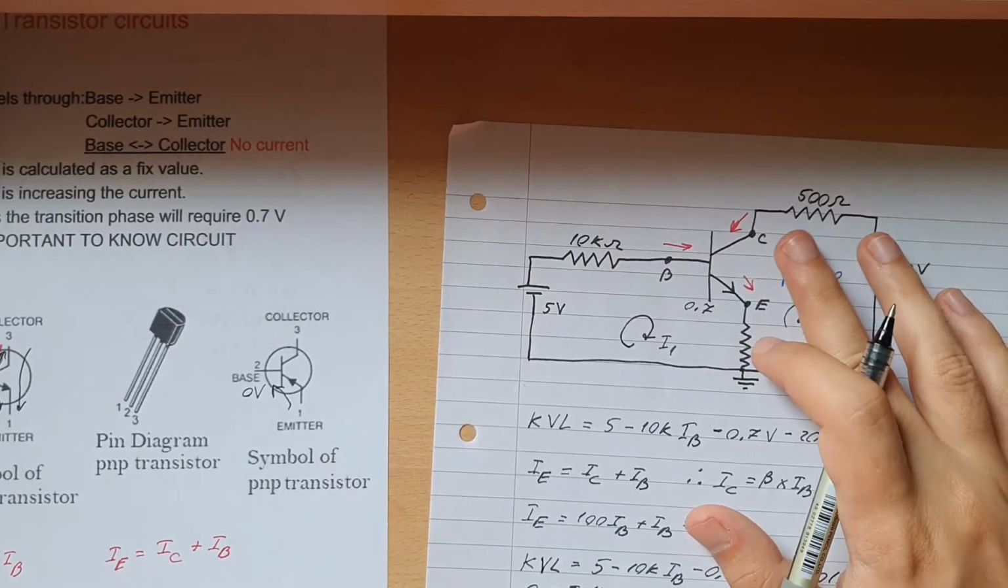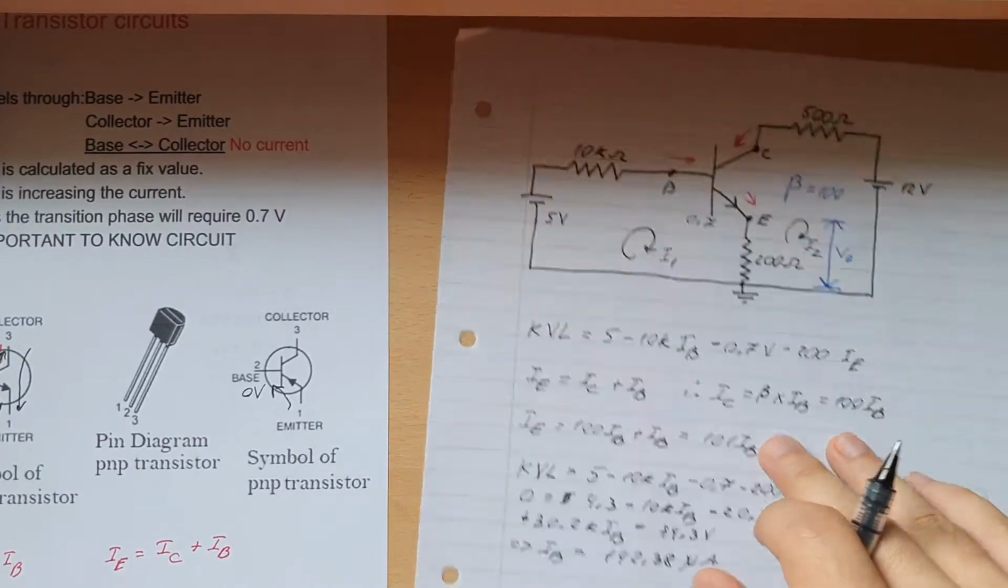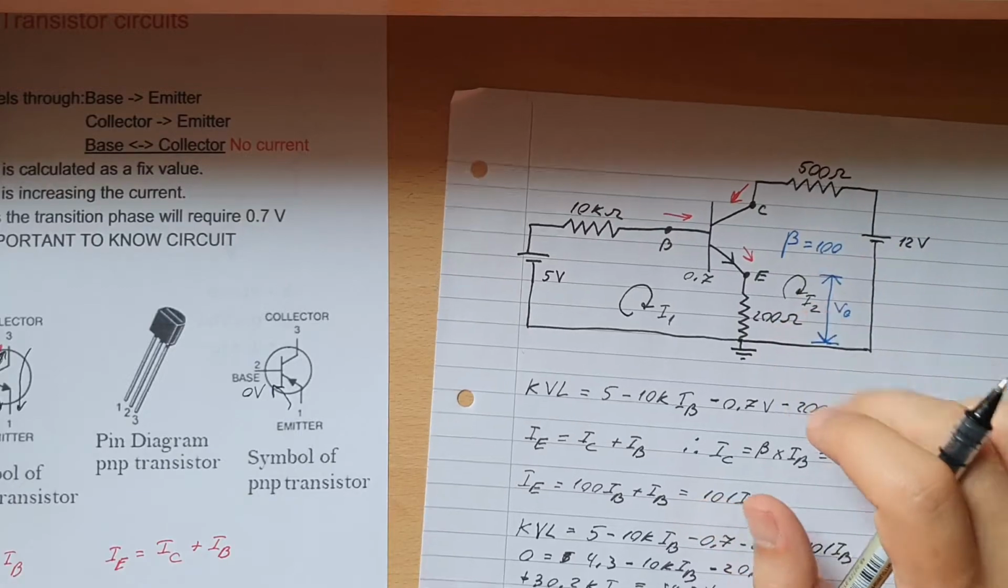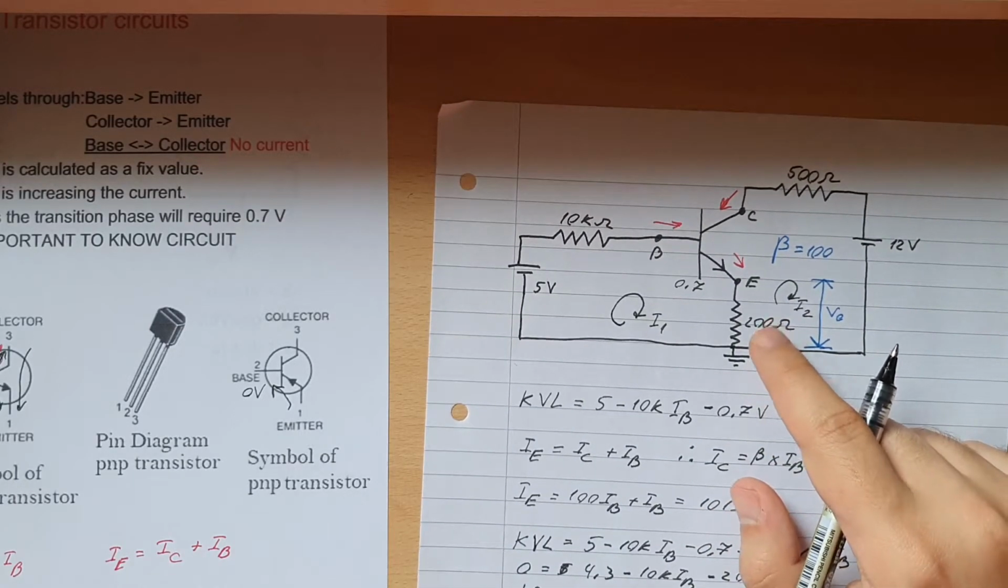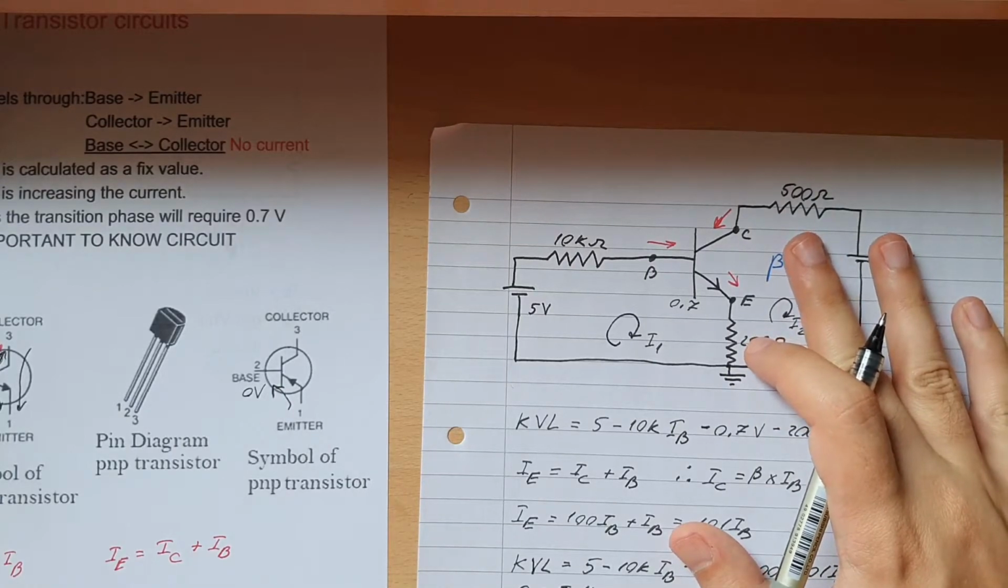So the collector will have a different current. Okay, but we are not really interested in the collector current. We are more interested in the voltage here. Okay, but we also need the collector current in a second, and you'll see what I mean by that.